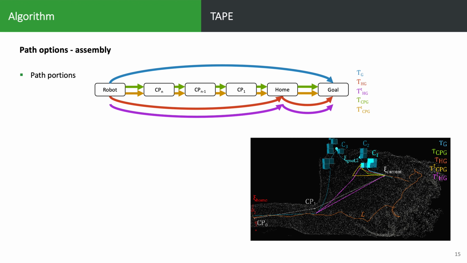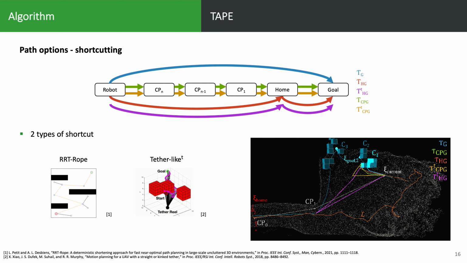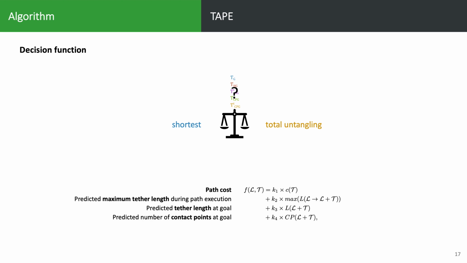Path portions are generated between the robot, the contact point, the home point, and the goal. They are assembled as pictured here. And we apply two types of shortcut to some of them. Either RRT rope that will produce a near optimal path, or a tether-like shortcut that will keep the path stuck in local minima. Now we have an informed range of paths between the shortest and the total untangling path. To determine the best one, we use a decision function that takes into account the path cost, the maximum tether length, and the final tether length and contact points at goal.